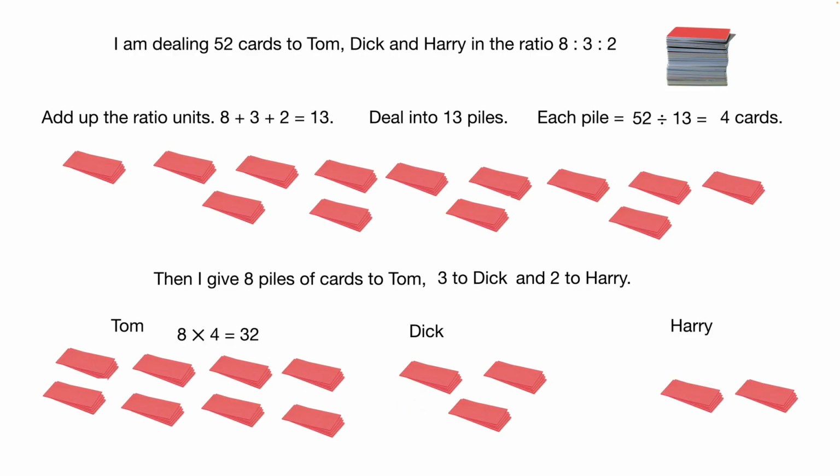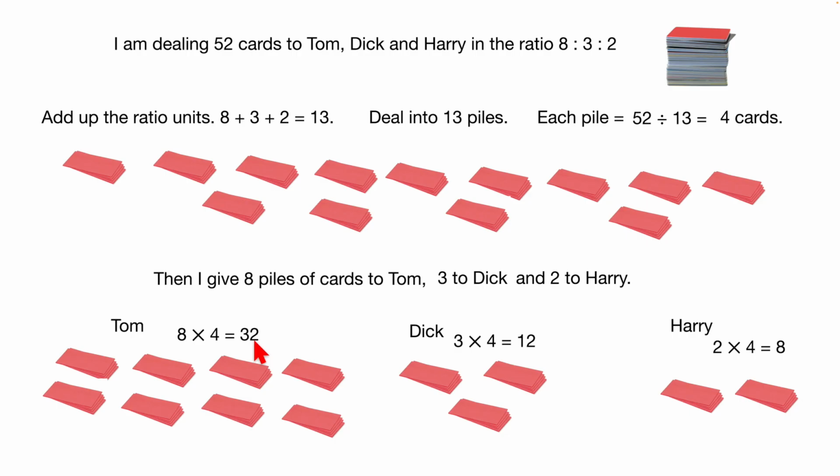Let's see who gets what. 4 times 8 equals 32 for Tom. Just 3 times 4 equals 12 for Dick. And poor Harry, he only gets 2 times 4 equals 8. But you'll see that 8 plus 12 plus 32 equals the 52 cards. There are several ways of answering this question.